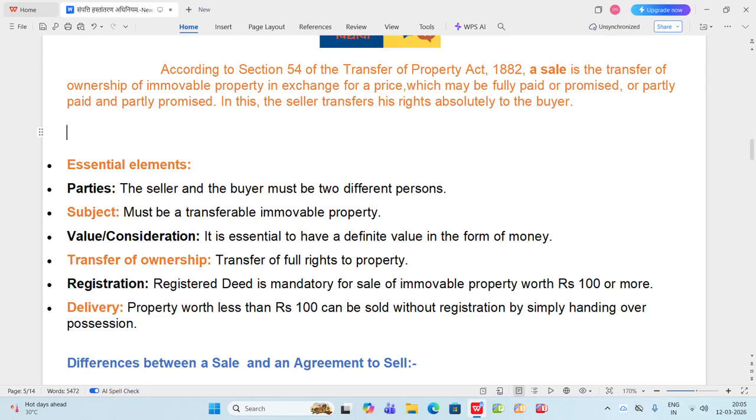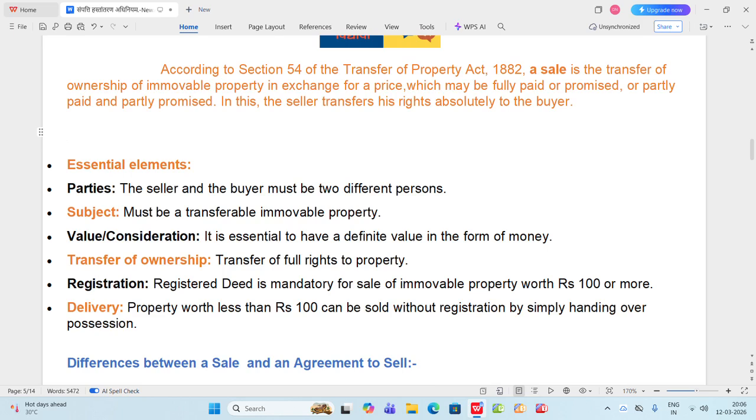Second, the subject must be a transferable, immovable property. This is the second condition. Third element, valuable consideration. It is essential to have a definite value in the form of money. So there must be a consideration, exchange of money for the property. Transfer of ownership. Transfer of full rights to property. It means all the rights attached with the property are transferred to the buyer.